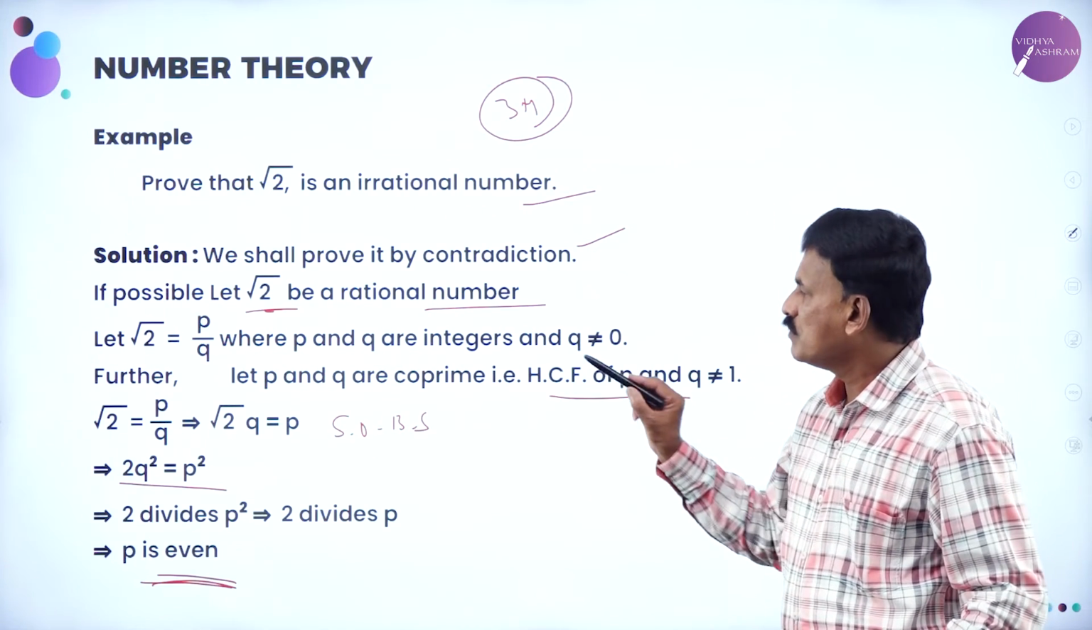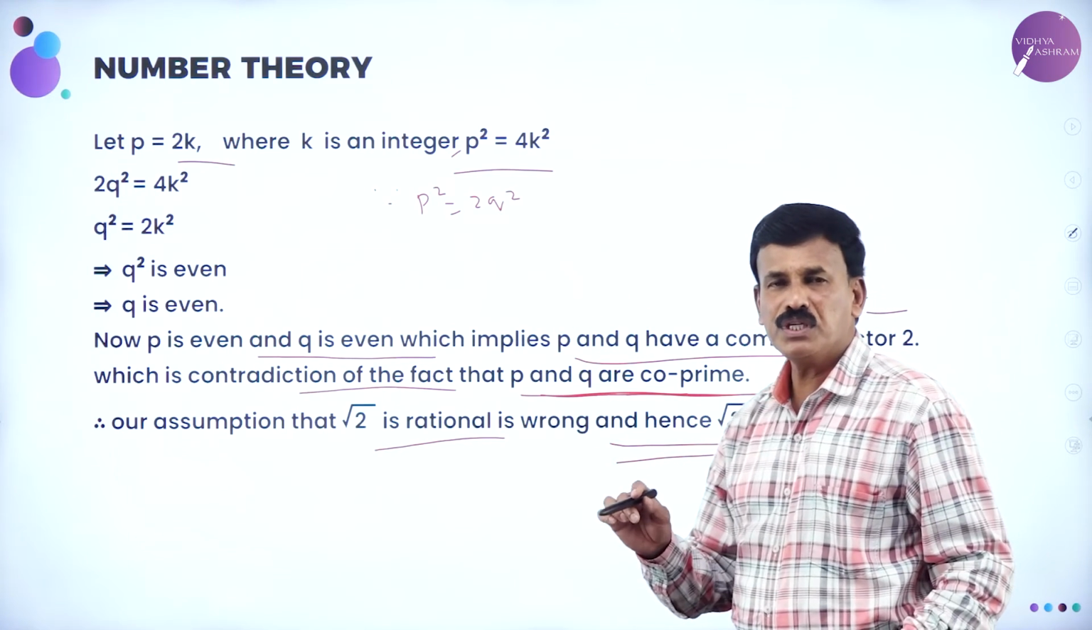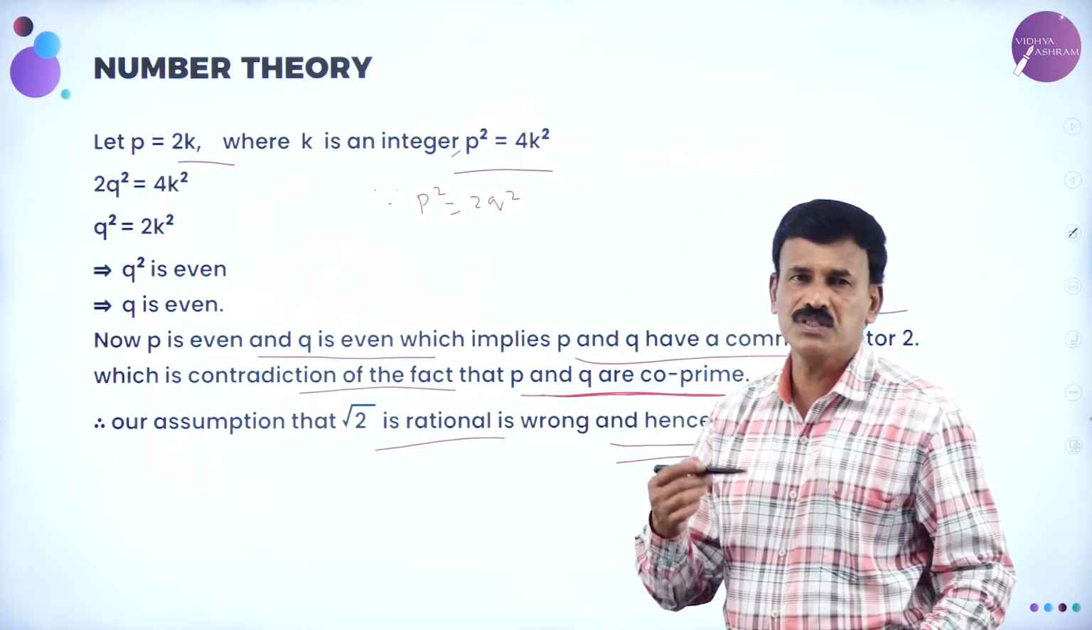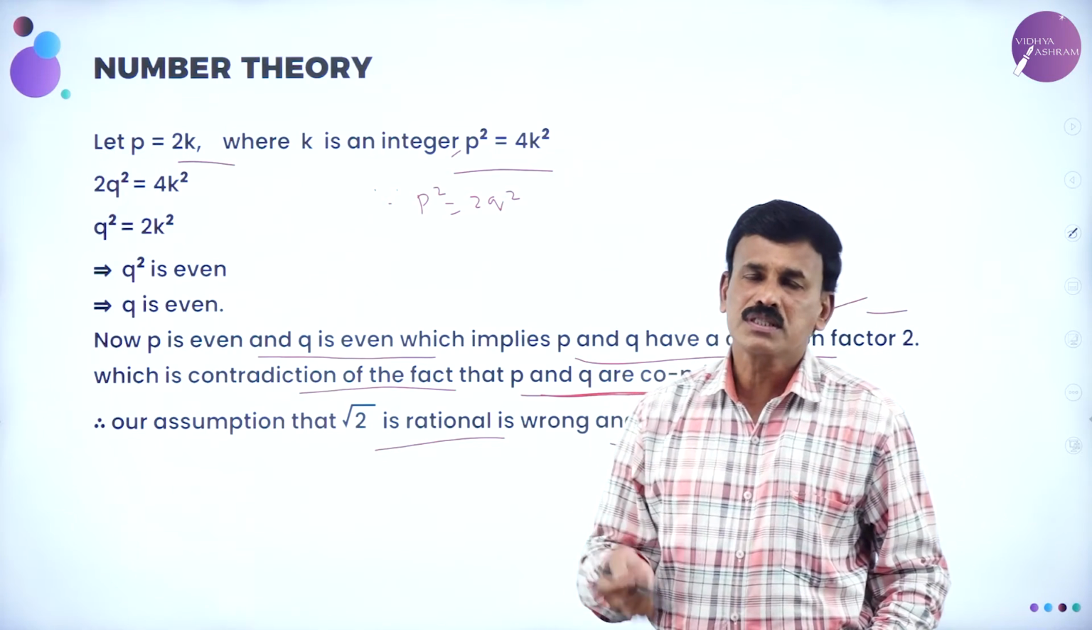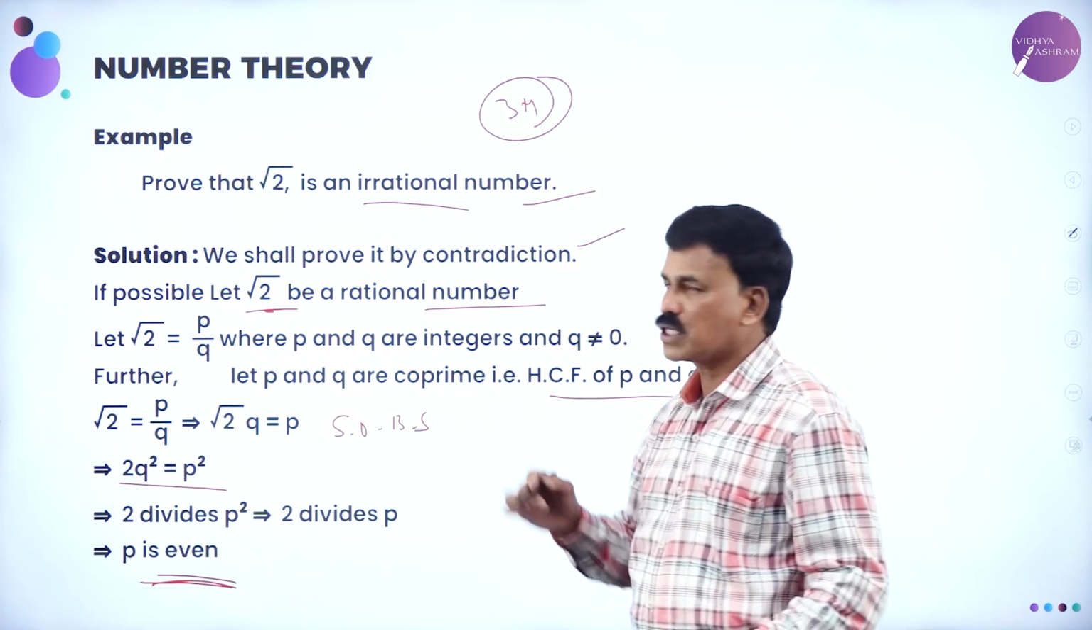Just verify that P is an even number and Q is also an even number. Both P and Q will have the same common factor, which contradicts our assumption that root 2 is rational, so it is an irrational number.